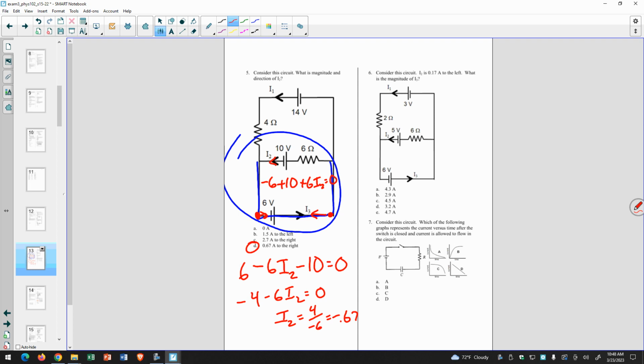Notice here, I wrote this equation with a different traveling direction. But if you notice, that's the same as this equation. It's just the negative of it, right? The 6i2 and the 10 are now positive. I've just taken the negative of that equation, so those are the exact same equations. It doesn't matter the traveling direction. It doesn't matter the direction of the current either, as long as you're consistent in it. Okay?